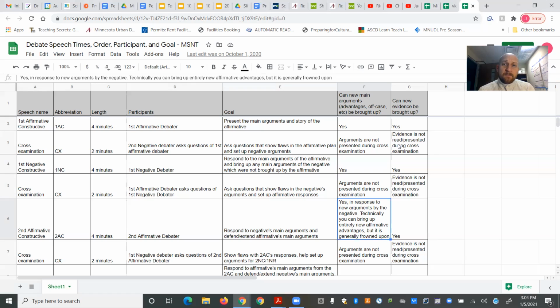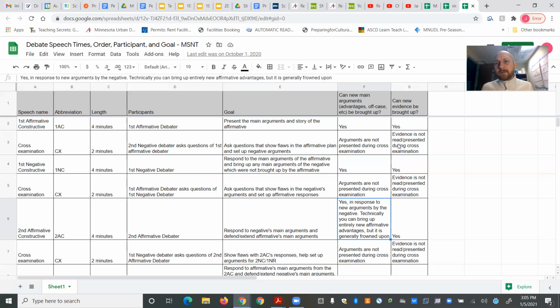So can new main arguments be brought up in this speech? This is the only complicated question here, is technically yes. Technically this is a constructive, so you theoretically could bring up new arguments. Like let's say you read one advantage in the 1AC, and now you want to extend that advantage and read the second advantage. Technically, you could do that. This is a constructive, but it's generally frowned upon.